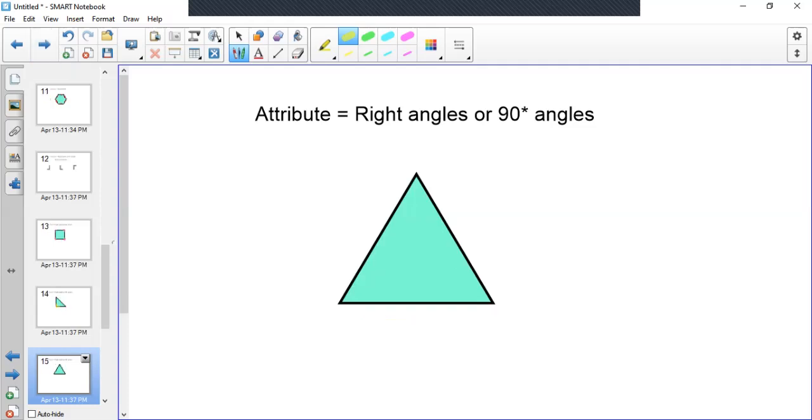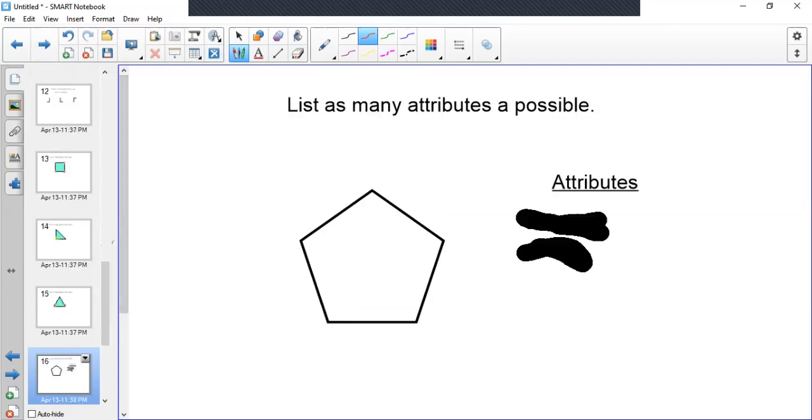What about this triangle? Does it have any 90-degree angles? Well, if we look closely at each vertex, it doesn't look like we have any vertical lines that make the L shape. So this triangle does not have any 90-degree angles. Excellent job, scholars. Let's move on.